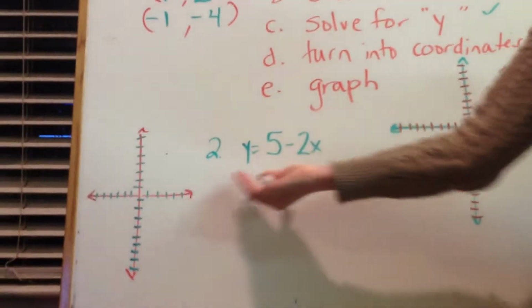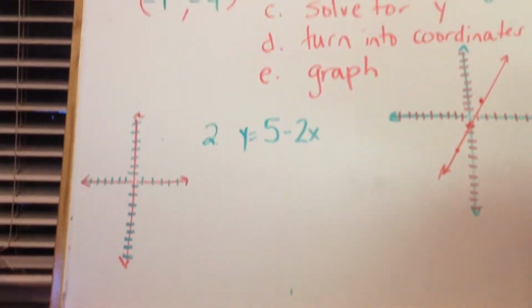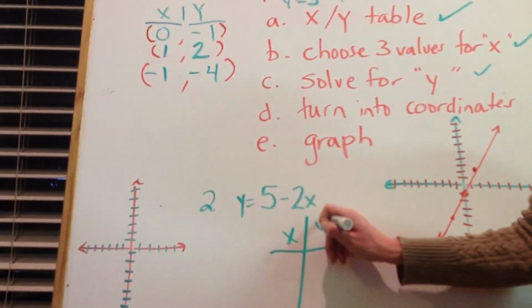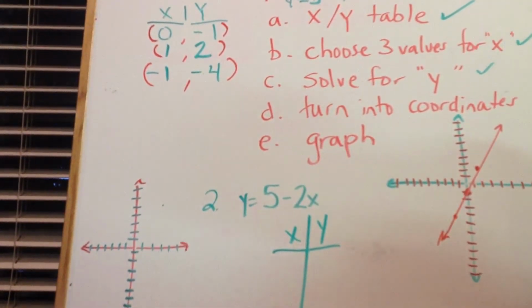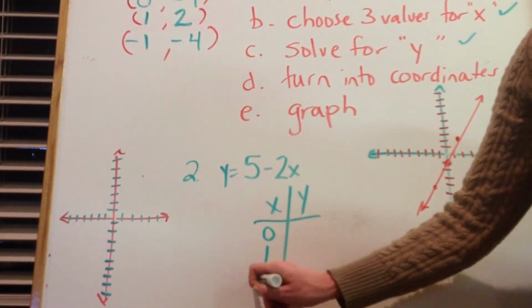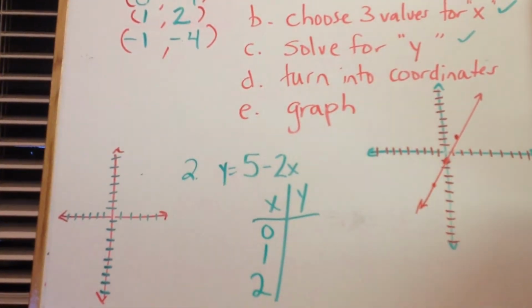Okay, so here's another example of what you're going to see today. It's just like this, and again, our steps are the same. We're going to make our XY table. We're going to choose 3 values for x. I'm going to choose 0, 1, and 2. Choose anything that floats your boat.